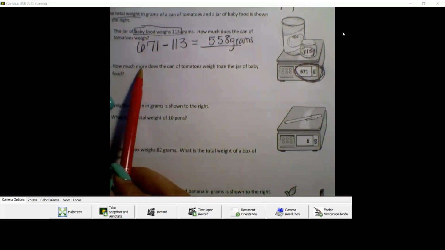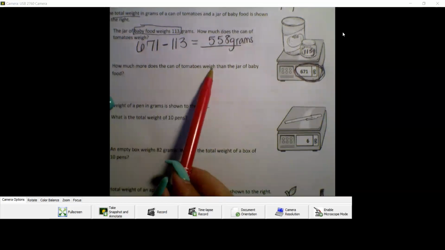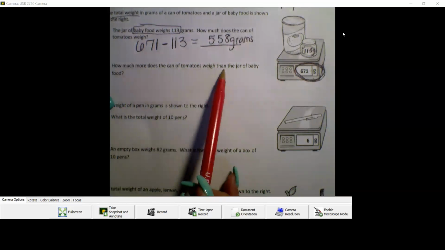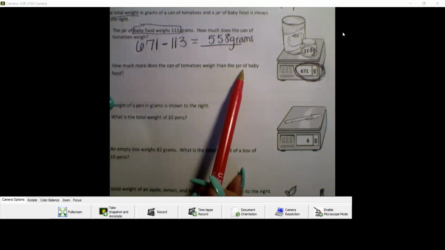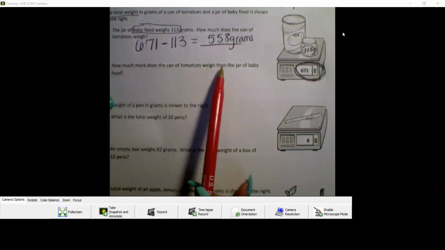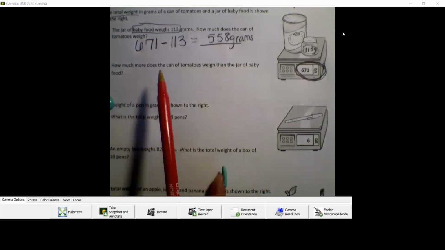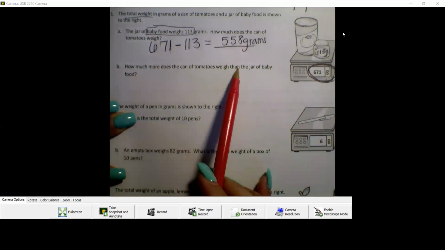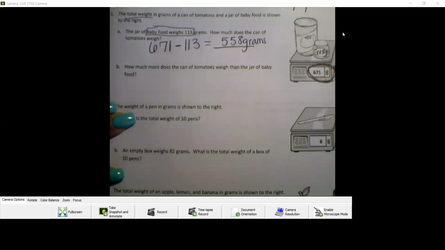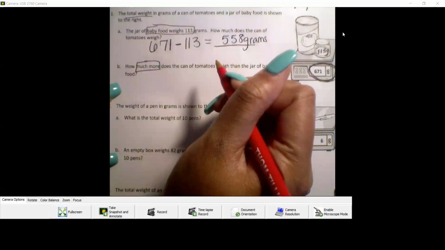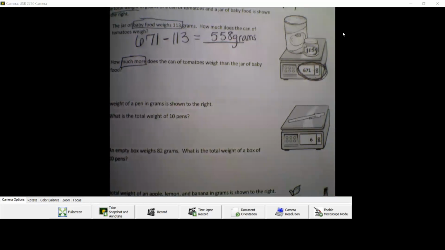Next question, how much more does the can of tomatoes weigh than the jar of baby food? So how much more is our key word there. How much more does the can of tomatoes weigh than the baby food?